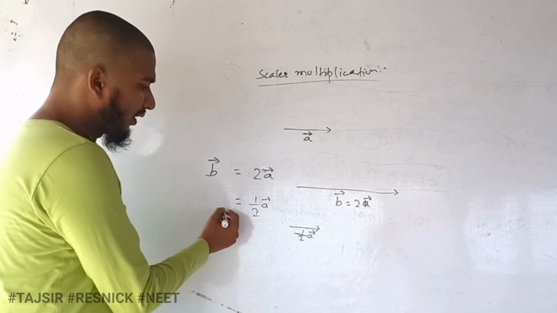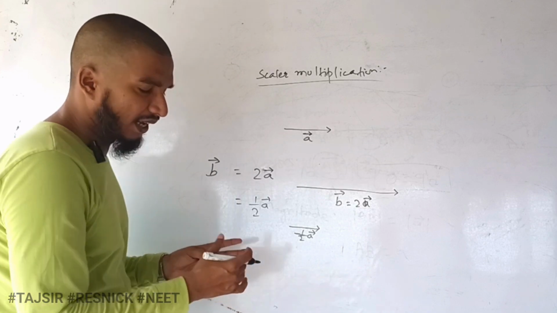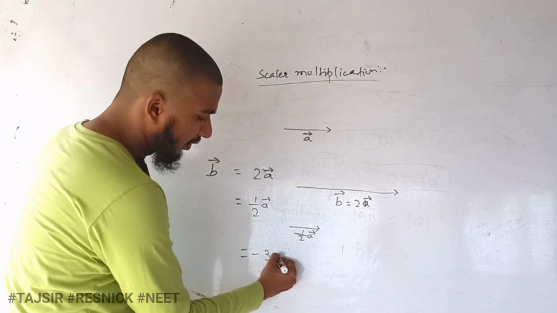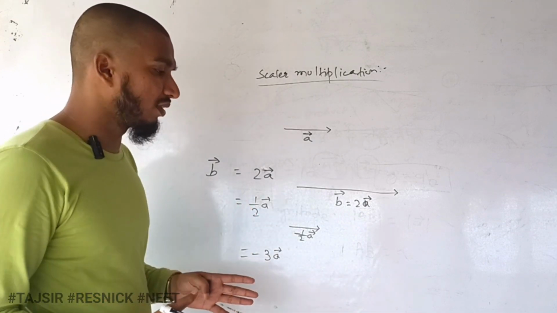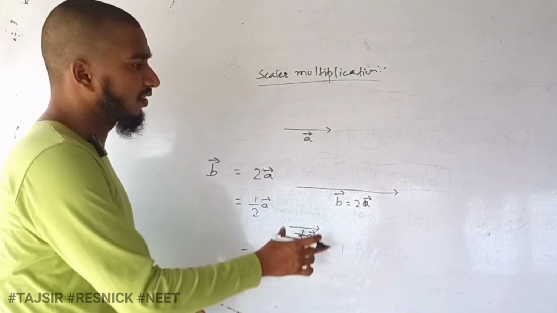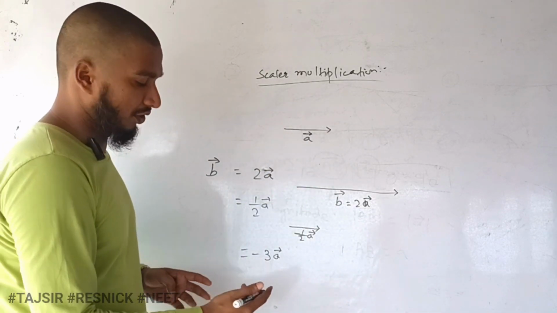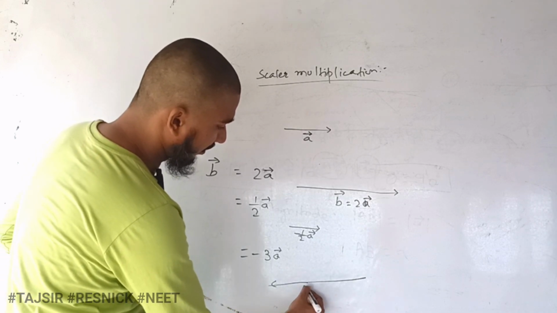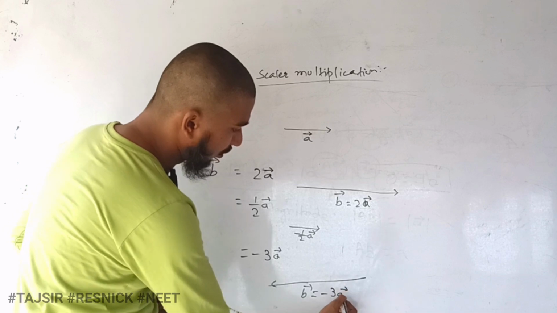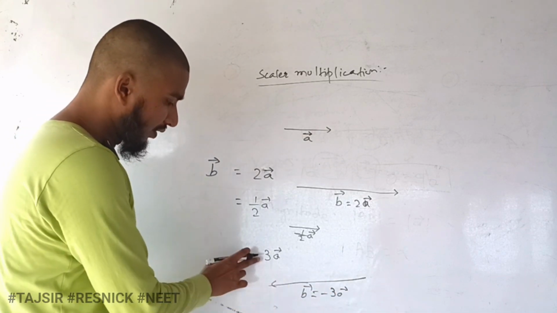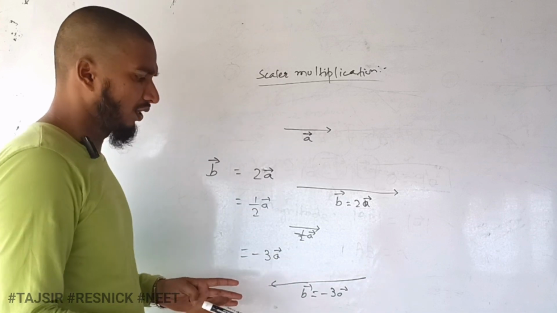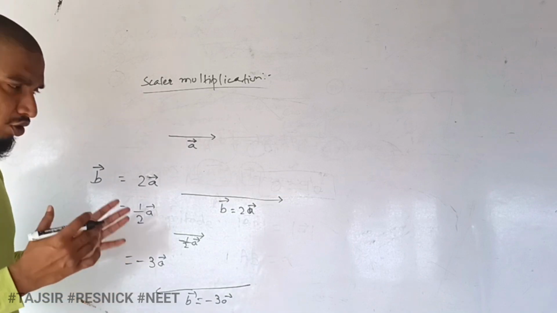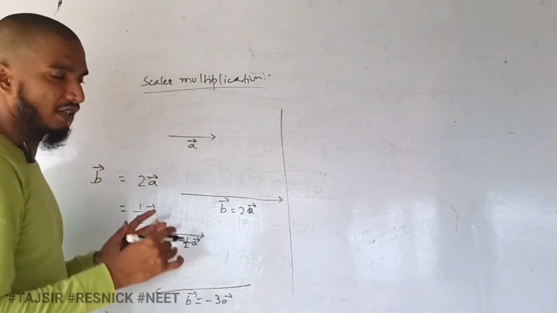We also have the possibility of multiplying with a negative scalar. For example, minus 3A. Here negative 3 stretches the vector A 3 times, but in the opposite direction. That is, our new vector will be like this. This vector B is minus 3A. It shows that this vector minus 3A is in the opposite direction of A, but having a magnitude 3 times. So there are some points we must remember.